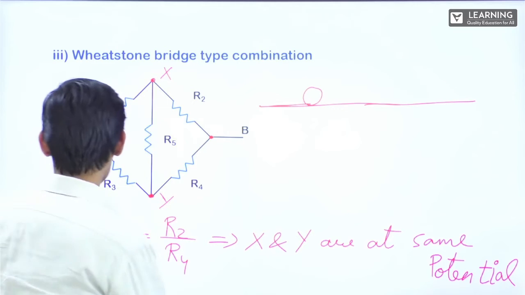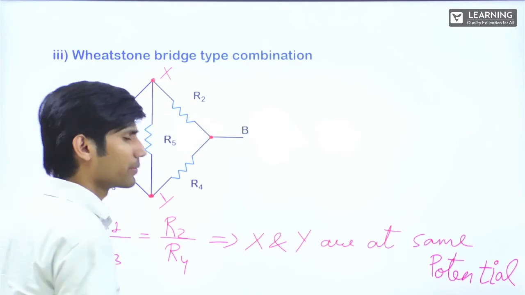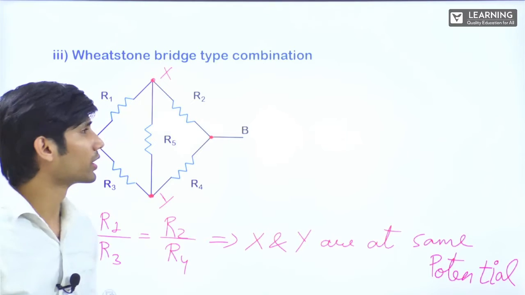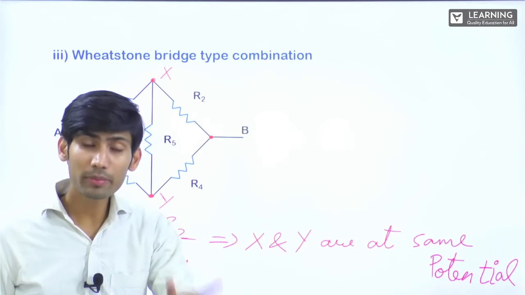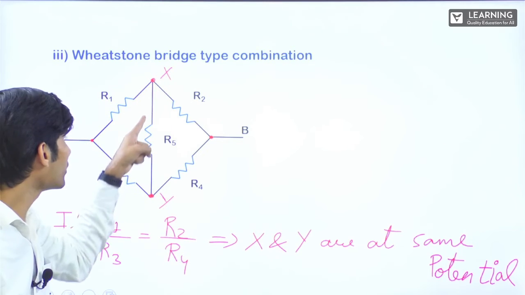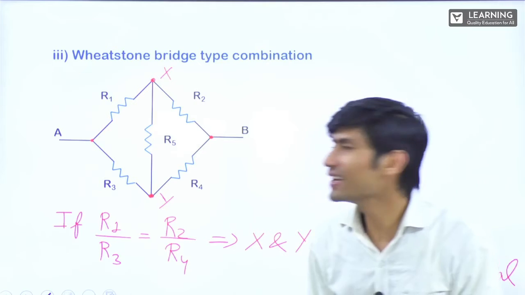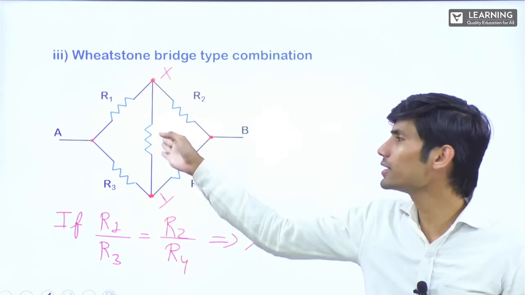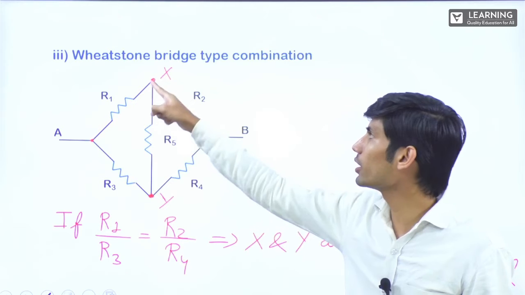The same way we have studied in basics of electricity, current only flows from higher potential to lower potential. When there is a potential difference, current will flow. These two are at same potential, so the current will not flow here. The current will not go through R5. What does this mean? I can remove this wire. This wire is useless. The current is going from here and here.